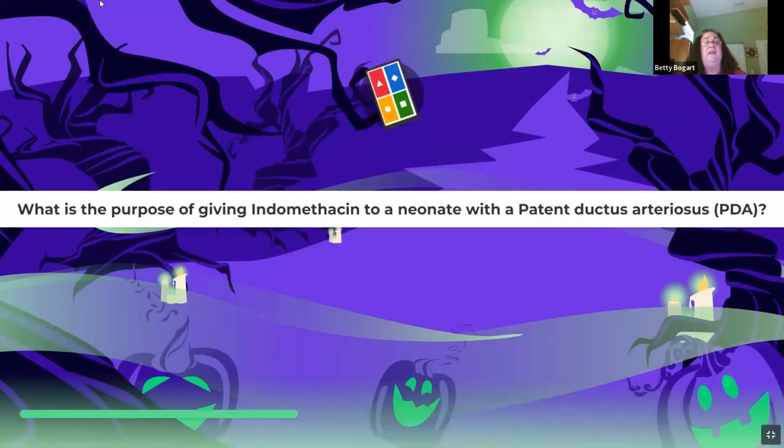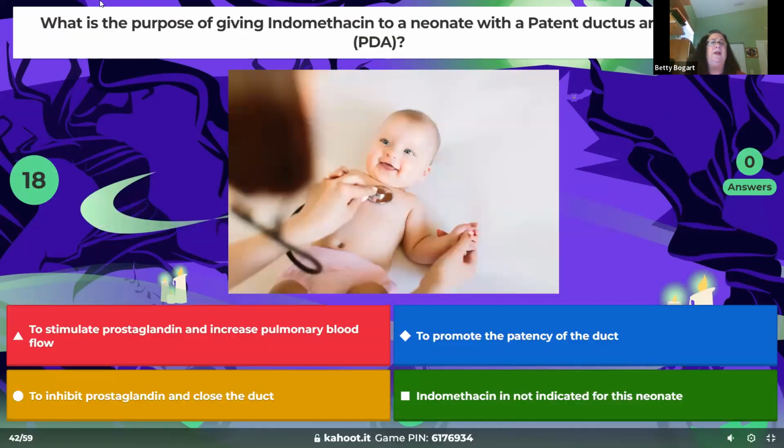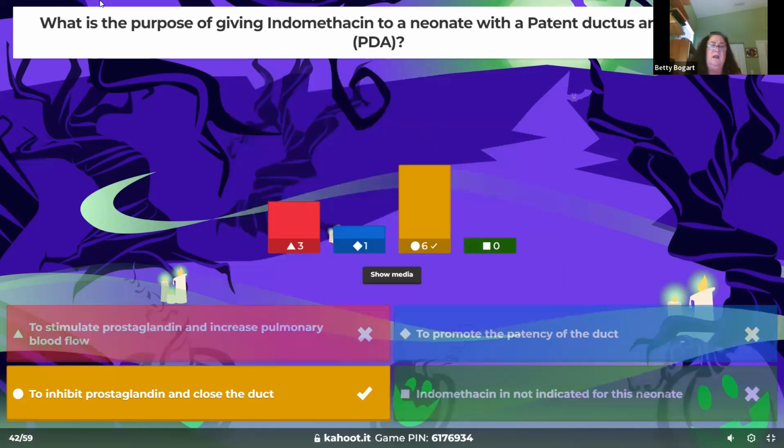What is the purpose of giving indomethacin to a neonate with a patent ductus arteriosus? What does indomethacin do to that PDA? Remember, we have prostaglandins and we have indomethacin. What does what? So indomethacin says, hey, prostaglandins, we don't need you no more. Go away. That duct needs to close. And that's exactly what it does instead of doing surgery.